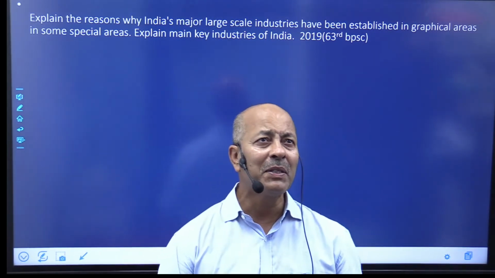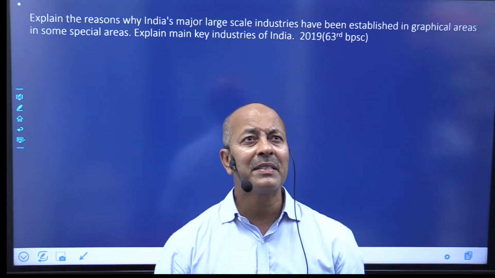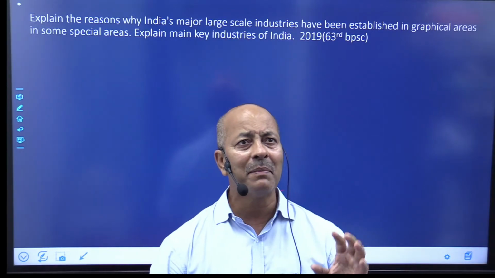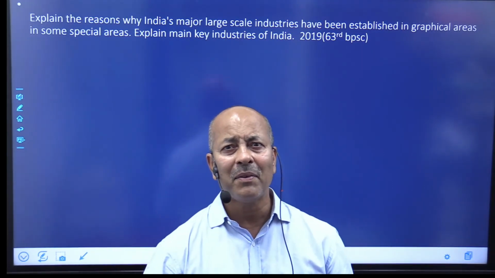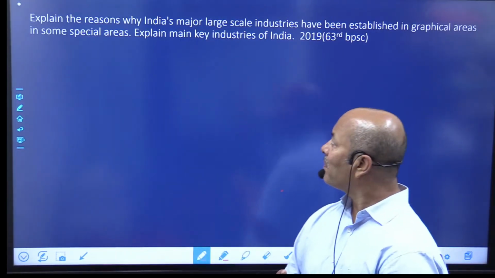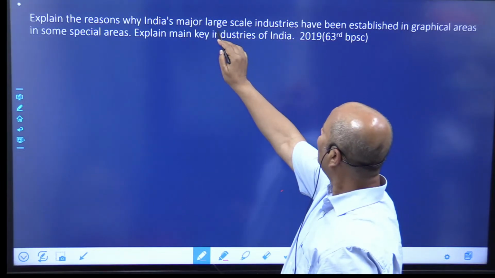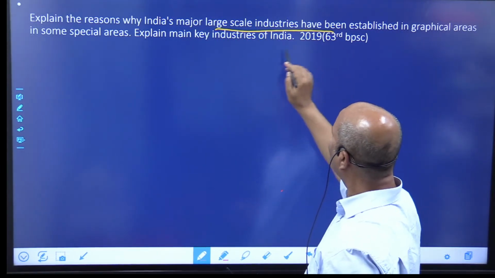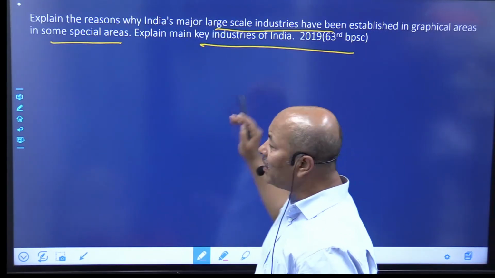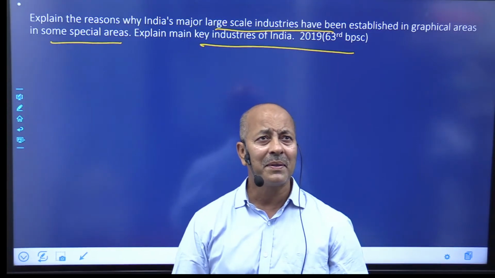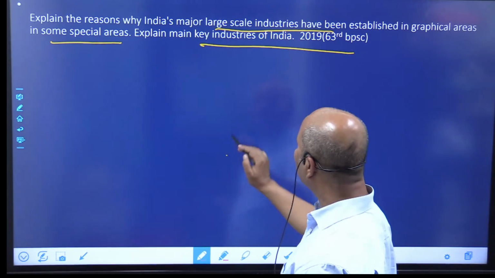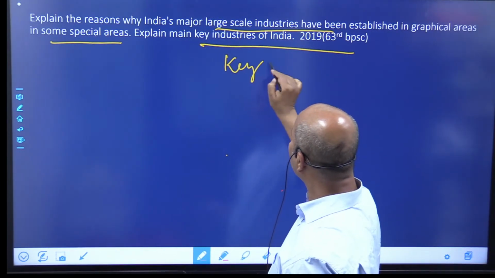So in this particular area, I'm going to discuss this particular question with examples, with maps, how we can model the question, how we can go for the drafting of questions. So we have the major large-scale industries of India, their location in India, and we are to discuss the key industries of India for the purpose, right? So for detail of this question, first go for key industries of India.